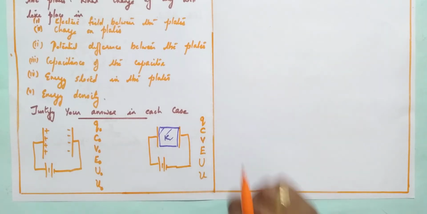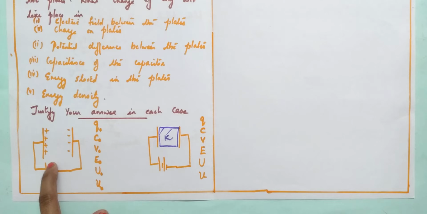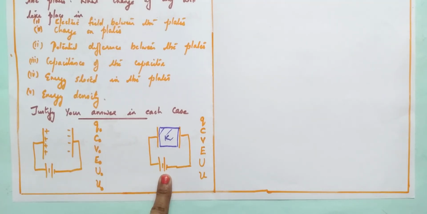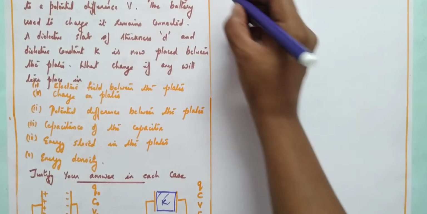So what happens to these physical quantities? That's the question. Is the question understood? First it is connected to the battery, and second, without disconnection, while still connected to the battery, a dielectric slab is introduced. What happens to the given physical quantities? Now we can do one by one.